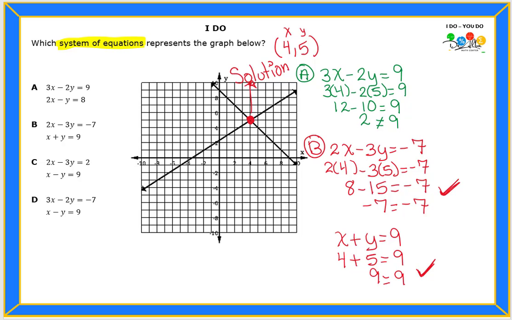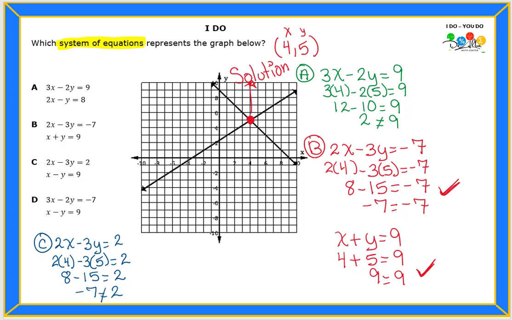So I'm going to go ahead and do letter C over here. So I got 2x minus 3y equals 2. So I'm going to get 2 times 4 minus 3 times 5. So 2 times 4 is 8, and 3 times 5 is 15. What's 8 minus 15? I get a negative 7, but I do not have a negative 7 on the other side. I have a 2. So does it work? No. Then letter C cannot be an answer because we already proved that B works.